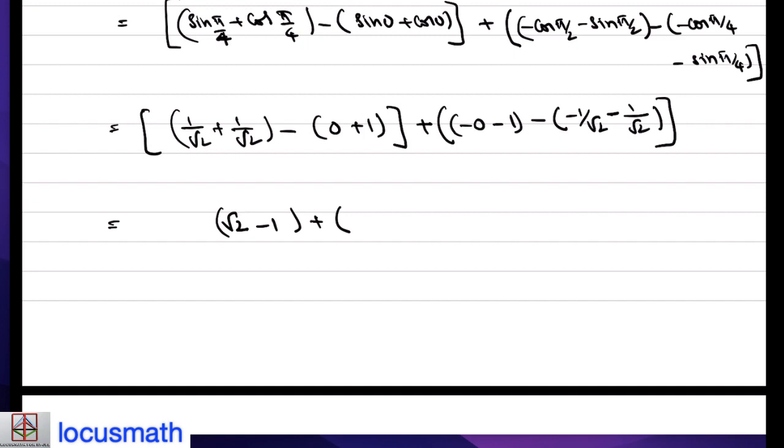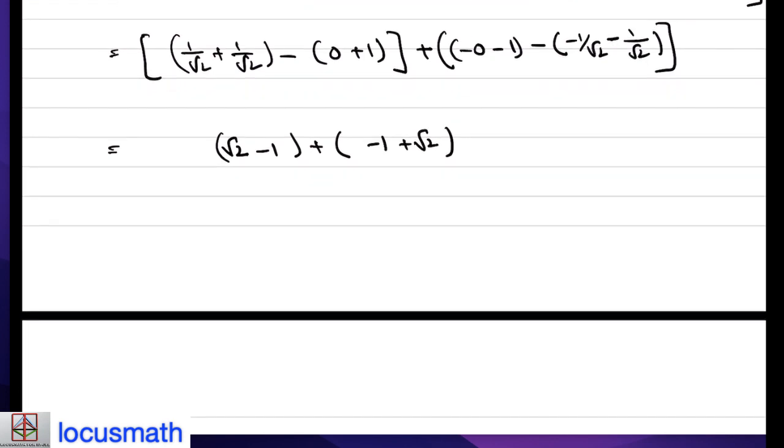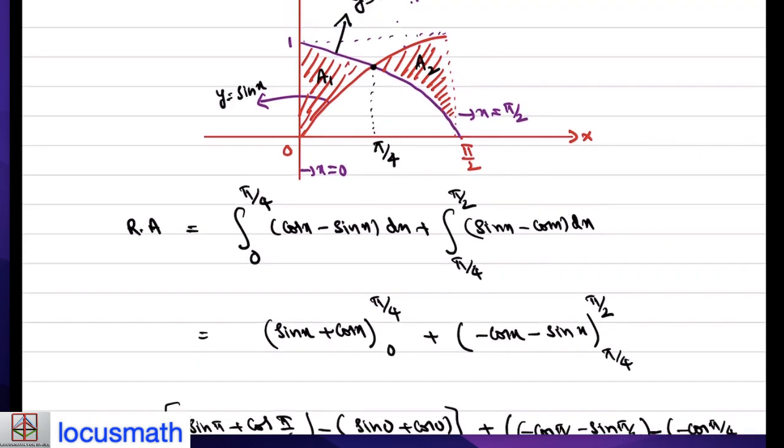plus here minus 1. This part is minus this bracket, that is minus 2 by root 2, that is minus root 2, and minus minus is plus, so this is plus root 2. Then finally we get root 2 plus root 2, 2 root 2, minus 1 minus 1, minus 2. The final answer is 2 root 2 minus 2 square units. This is the area, the sum of A1 plus A2.